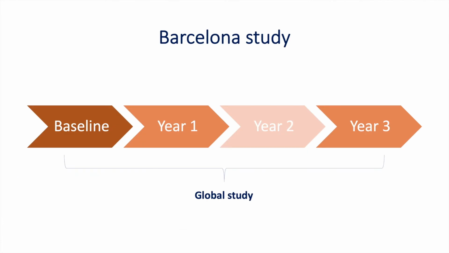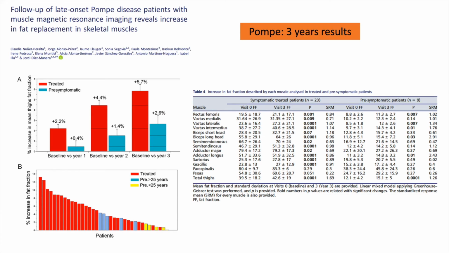We then analyzed all the results, with our patients followed up for 4 years, and we observed that there was a progressive increase in the amount of fat, as you can see here in this table. Red columns are patients treated, green colors are patients pre-symptomatic. We observed that the increase was stable, more or less 2% per year, and that was statistically significant in all muscles of the thighs in patients that were symptomatic and treated.